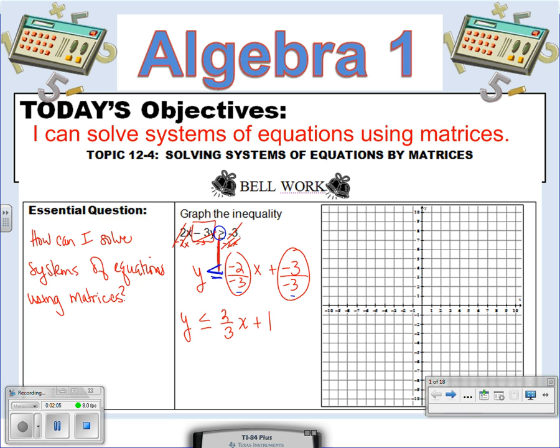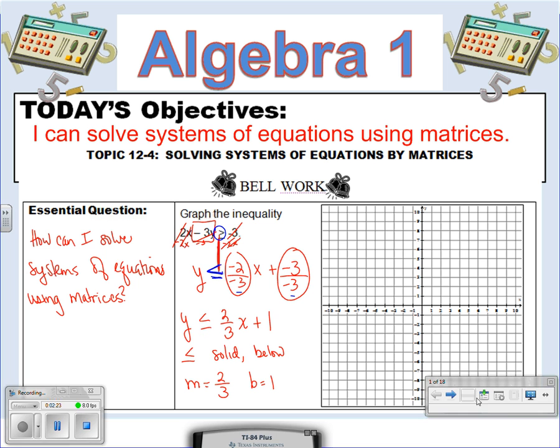So we know it's an inequality that's less than or equal to. This tells me we have a solid line and that the shading is below because it's less than. Our slope for this line is 2/3. That's the number in front of the x, and the y-intercept is a +1.